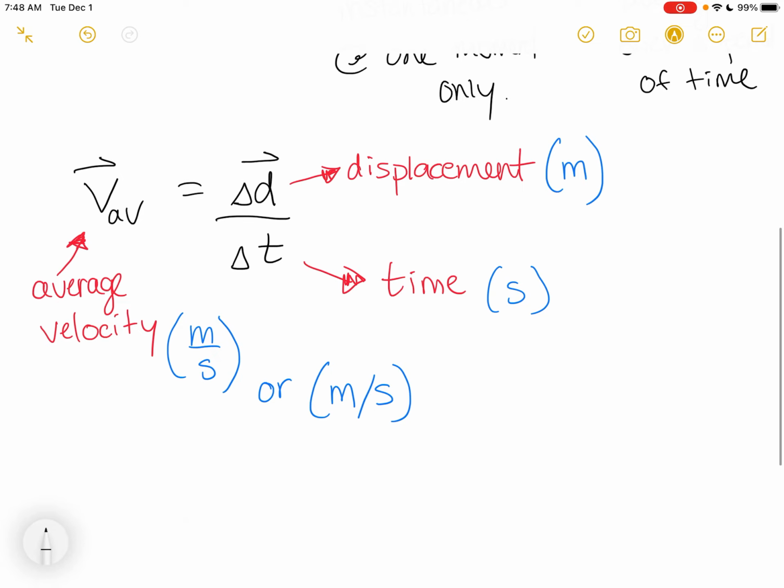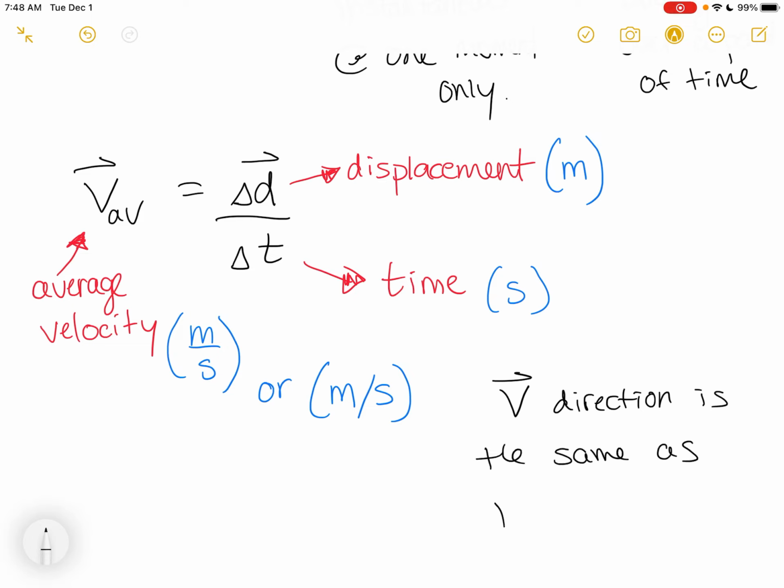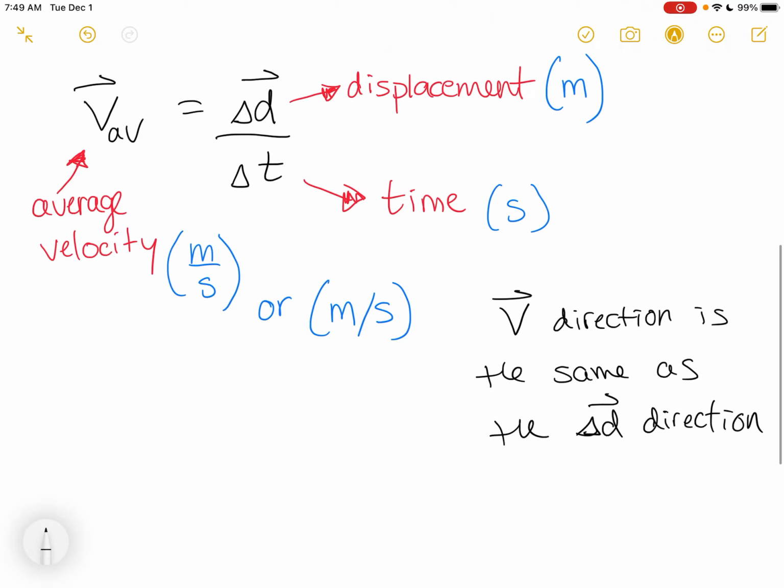Since we know that velocity is a vector, the velocity direction is the same as the displacement direction. Whatever direction our displacement is in, our velocity is going in that exact same direction. So our velocity direction is going to be the same as the displacement direction.